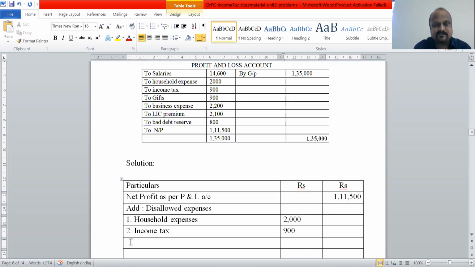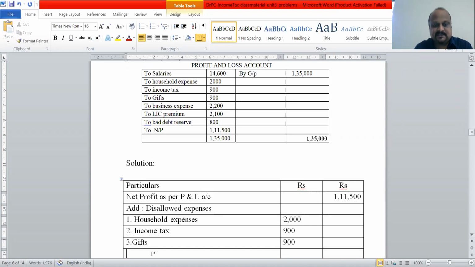Disallowed. Next, we shall see gifts. He has given gifts to some people, which are again personal in nature. So these gifts are not permitted. Suppose the same gifts are given to customers or clients, which would help him in furtherance of his business, then that is allowed. But simply giving gifts to whomever he wants is not allowed. So gifts are personal in nature in this case, so it is disallowed.